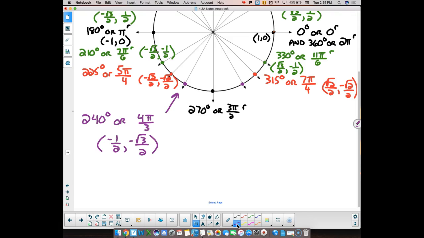Yeah. That one in there, degree measure, 300. Radian measure, 5 pi over 3. Coordinates, love it. -3 over 2. Yep, love it. Love it! And that's the Sweet 16, the unit circle.